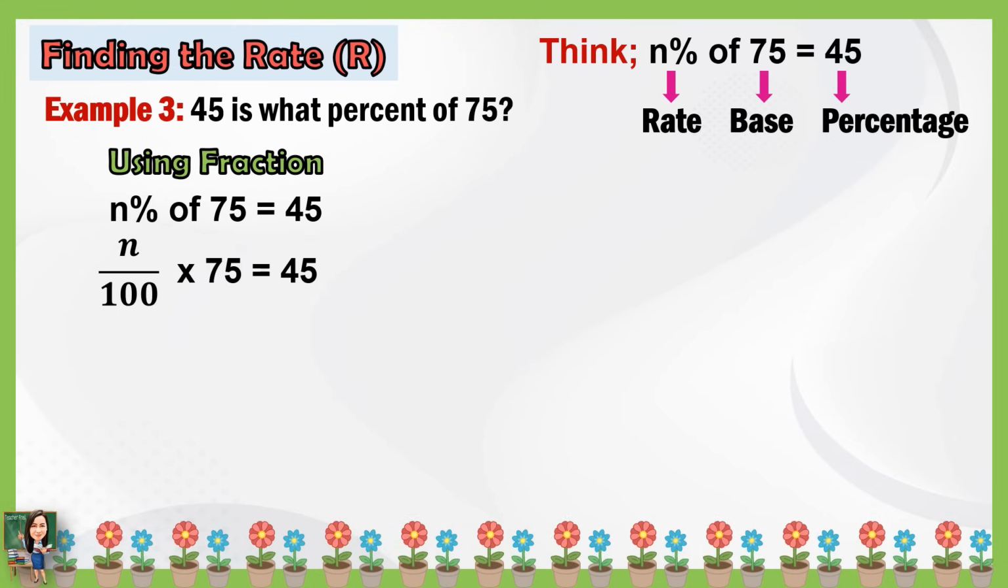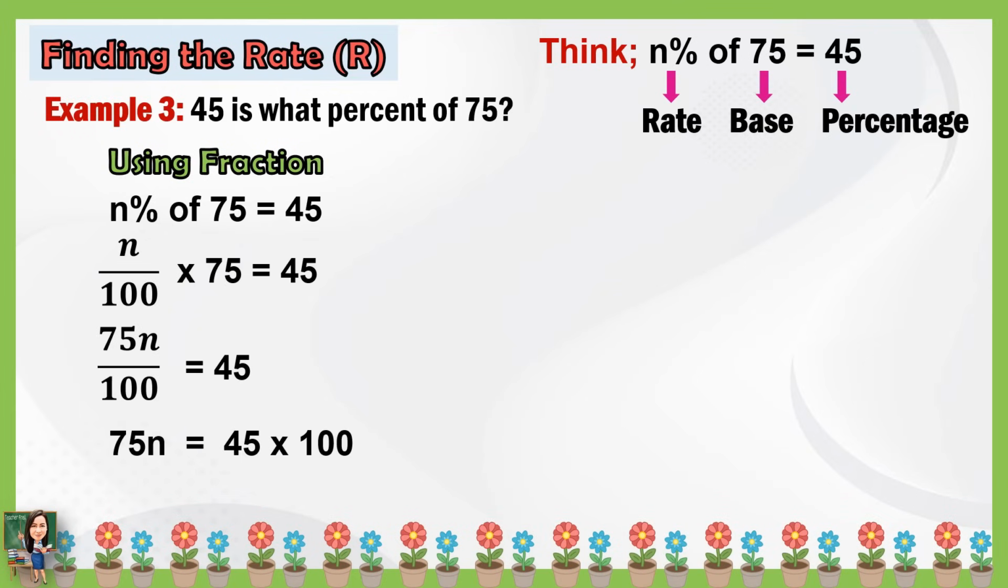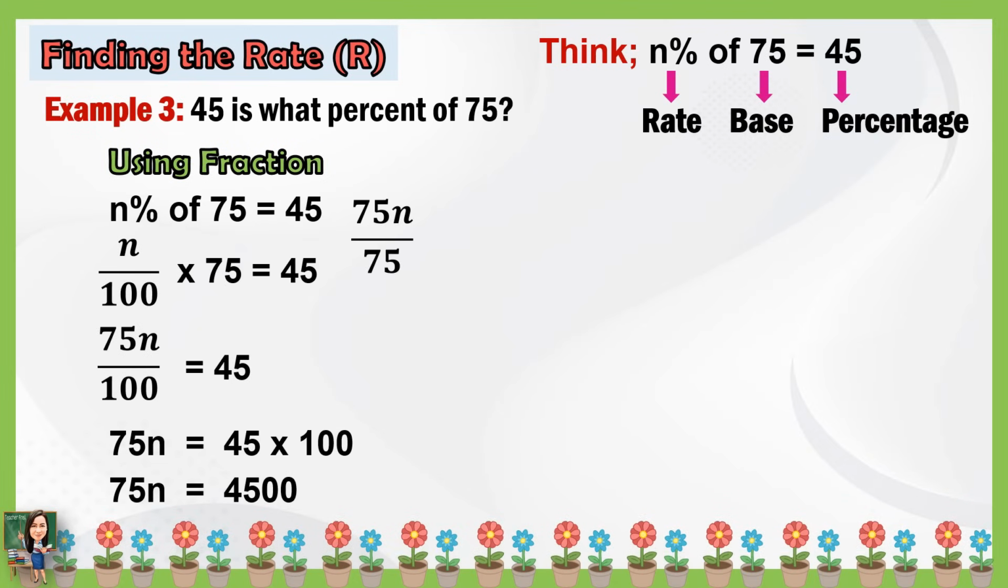75 times n equals 75n over 100 equals 45. Multiplying both sides by 100, 75n equals 45 times 100. So 45 times 100 equals 4,500, and 75n equals 4,500. Now, divide them both by 75.